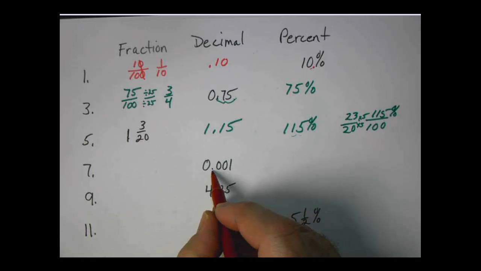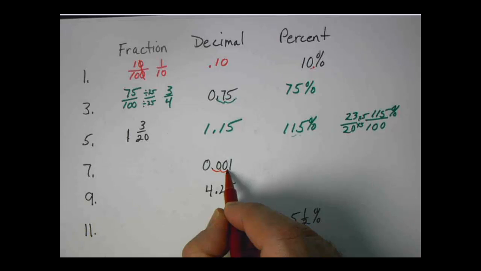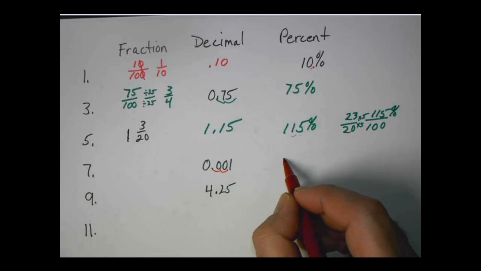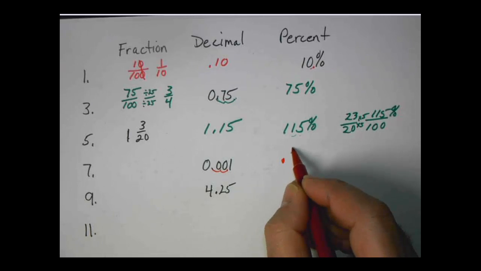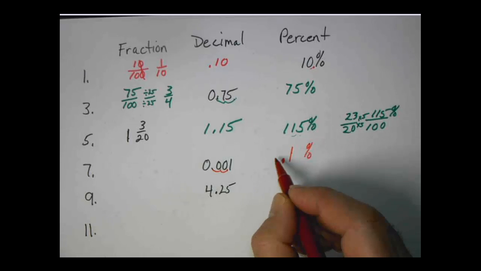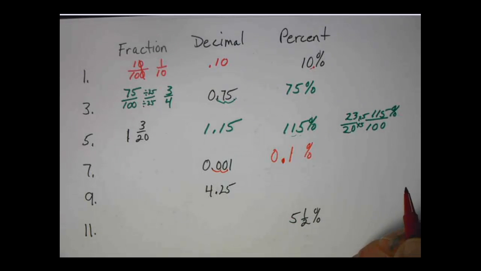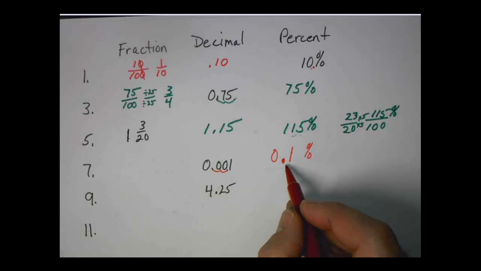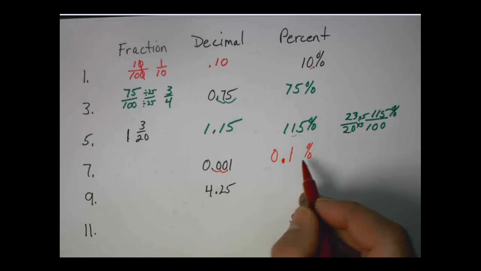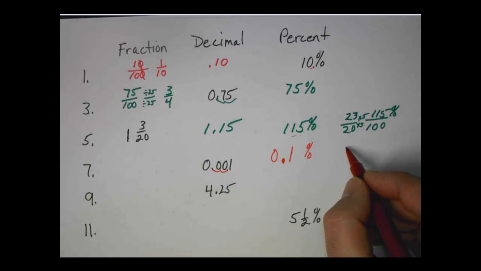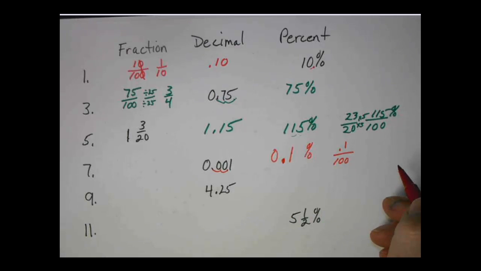Decimal to a percent, 1, 2. It's always going to be 2. So then we have 0.1%. We put a 0 in front there. And then remember, percents are going to go over 100. But we have 0.1%. So let's write that over here. So we have 0.1%, and a percent's going to go over 100.